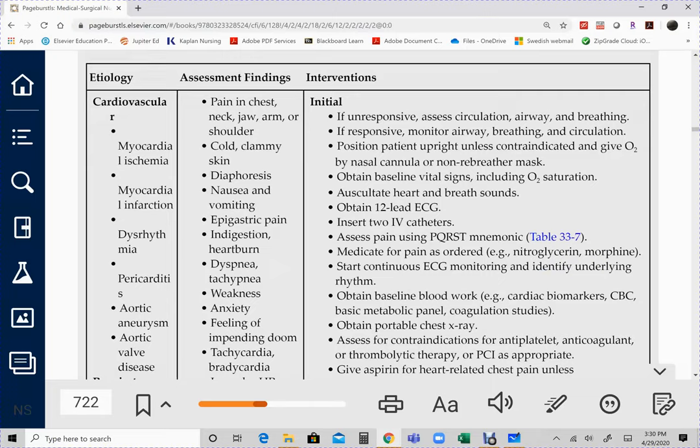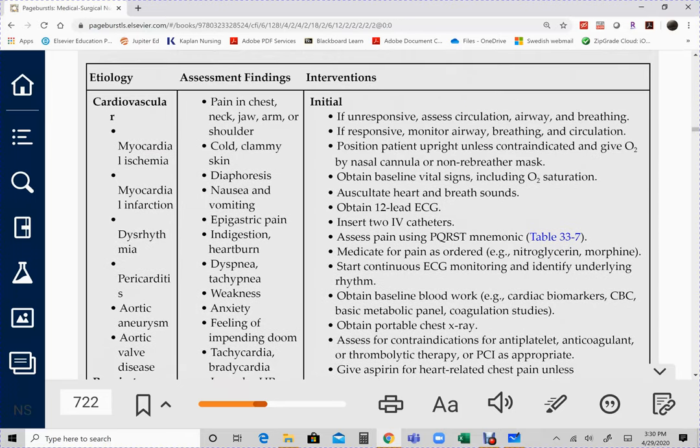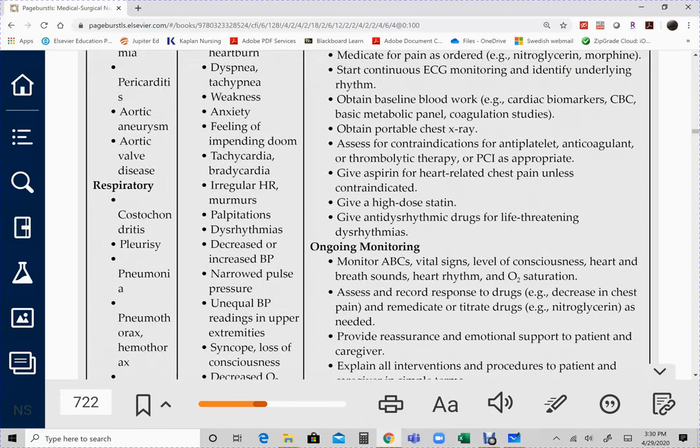So ABC, as usual, oxygen, assess heart and lung sounds to determine heart failure, and then we put on EKG. Start two lines, assess chest pain. So there's no hours in between these, okay? So this probably is all done within the first 1 to 2 minutes, okay? And here are your drugs. Depending on which hospital this is, does the hospital have a cath lab or not? So that will determine whether they can go to PCI or receive thrombolytic therapy. So aspirin, high dose statin is given, and antidysrhythmic drugs if they have dysrhythmias.